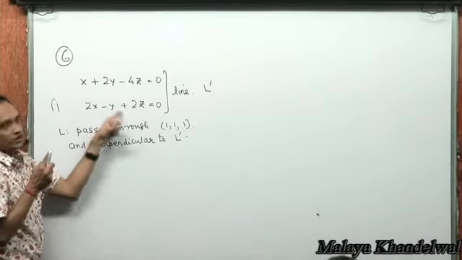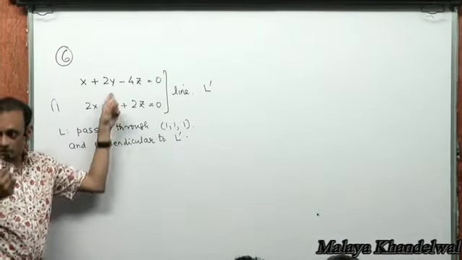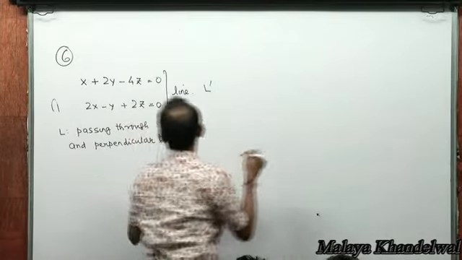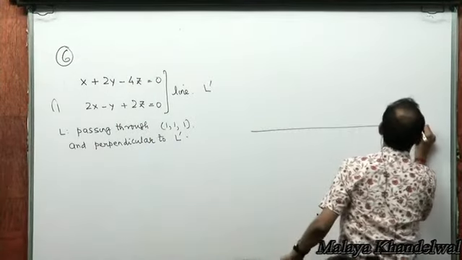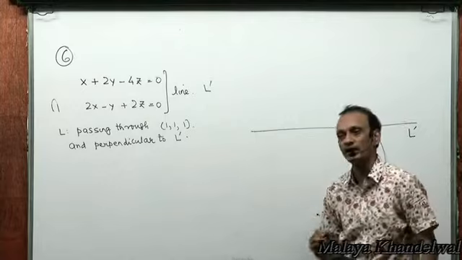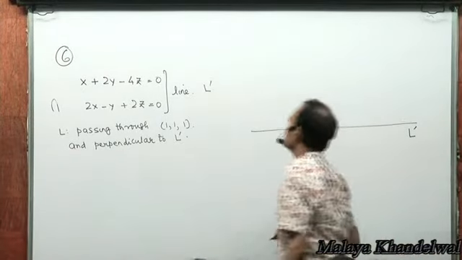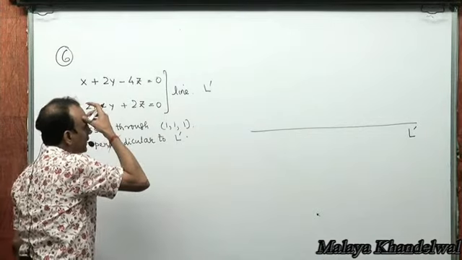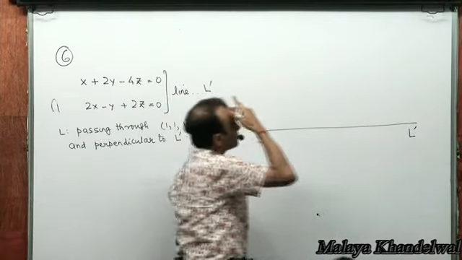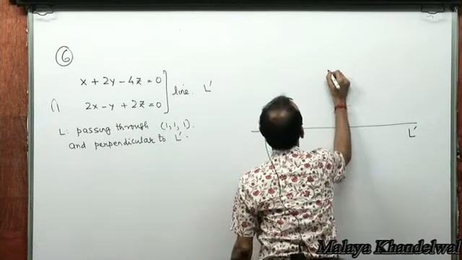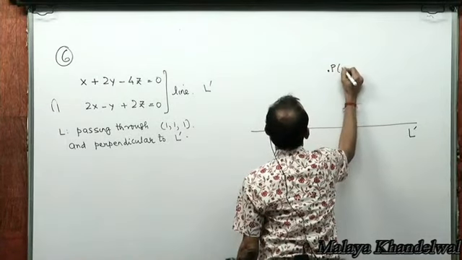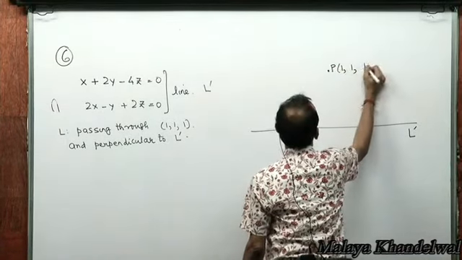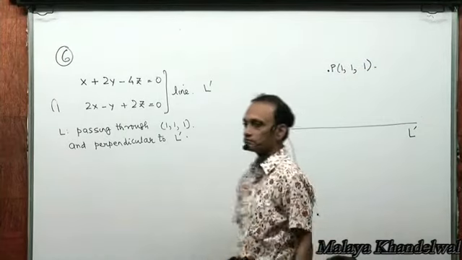Now when we are talking of this line, that line L prime is this line. And there is a point P, 1, 1, 1. Clear?